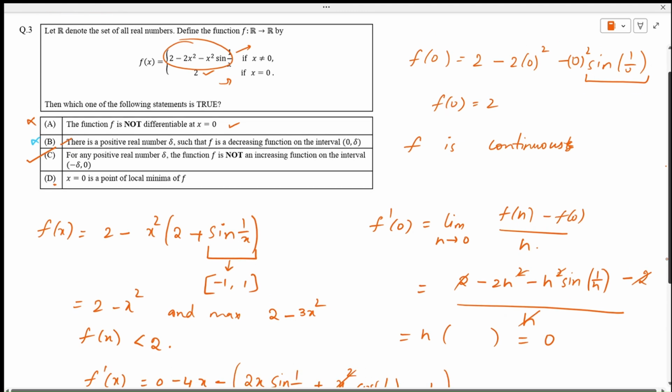That means f of 0 you will be getting 2, right? So every other value is less than 2. So at x equal to 0, 2 is the maximum value. So it is the local maximum, not the local minimum. So it is wrong. So the answer is only option C.